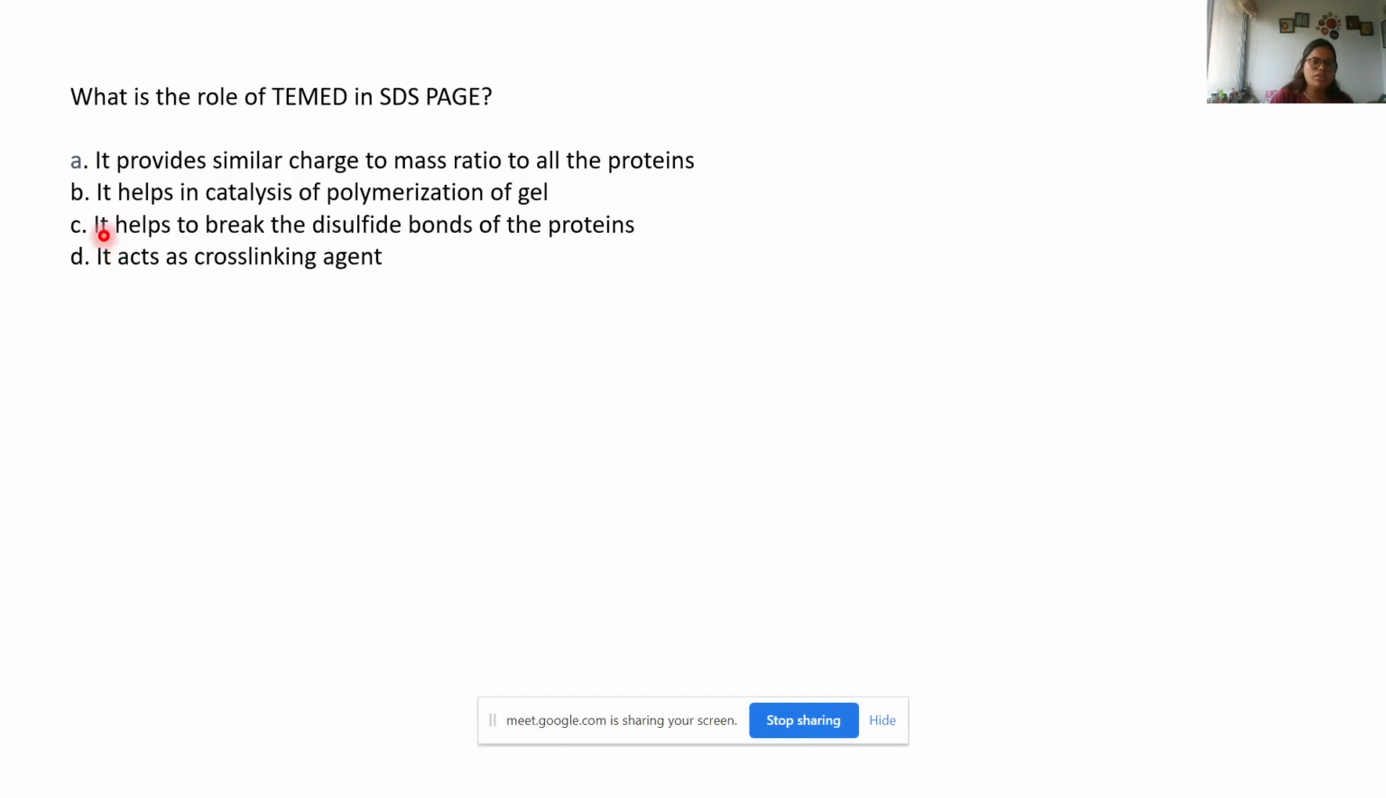Option B, it helps in the catalysis of polymerization. Yes, very correct. TEMED helps in the catalysis of the polymerization reaction in the gel. The other option, it provides similar charge to mass ratio. This is not done by TEMED. This is done by SDS.